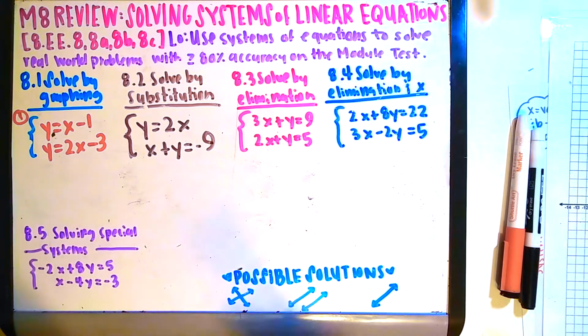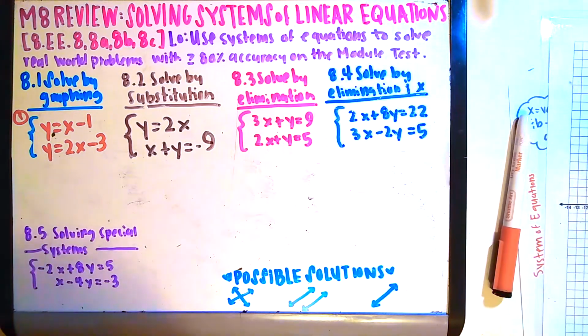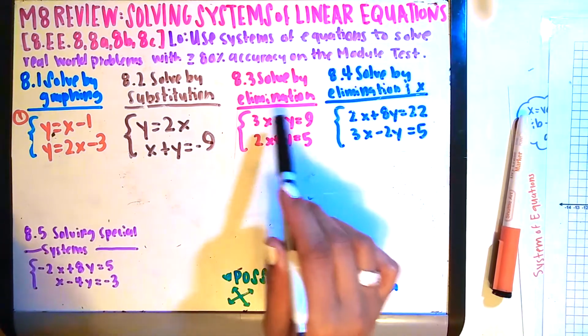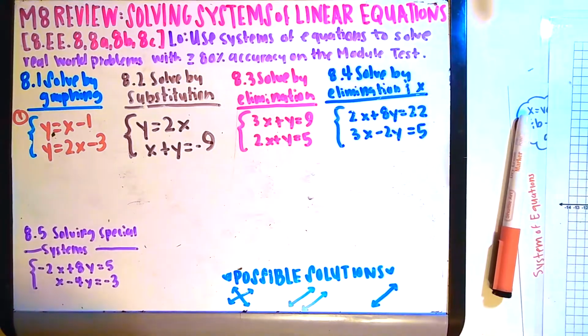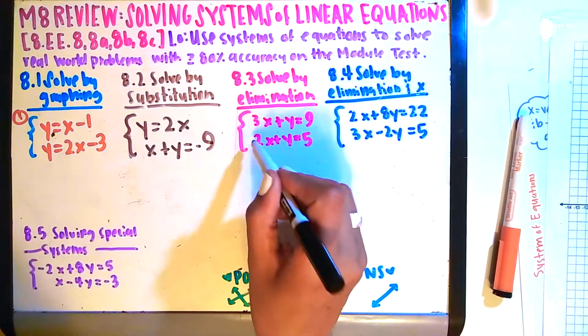Okay, here you go. Let's do solving by elimination. So this one, I can either subtract or add. In this case, I'm going to look to see if there are any opposites. And no, there are not any opposites, so I cannot add. So I'm going to subtract the bottom one.